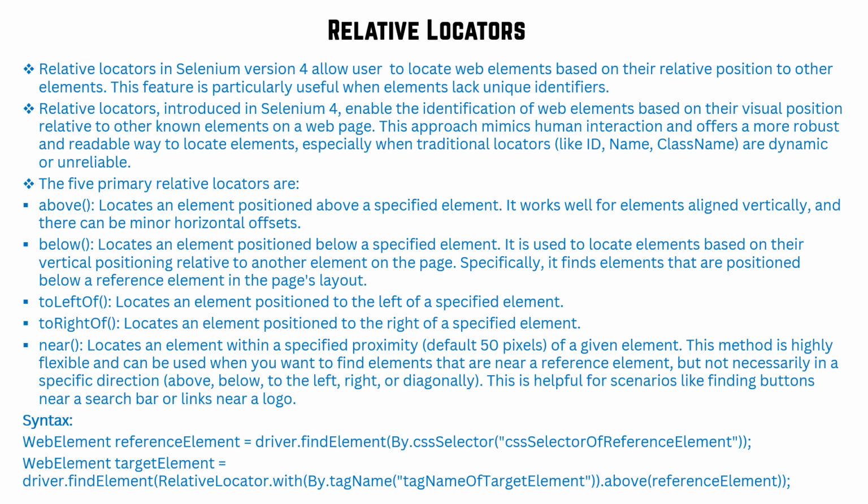This method is highly reliable and flexible, and can be used when the user wants to find elements that are near a reference element, but not necessarily in a specific direction: above, below, to left of, right, or diagonally. This is helpful for scenarios like finding buttons near a search bar, or links near a logo, or some text near a text field. Now let's see the implementation of the relative locator.